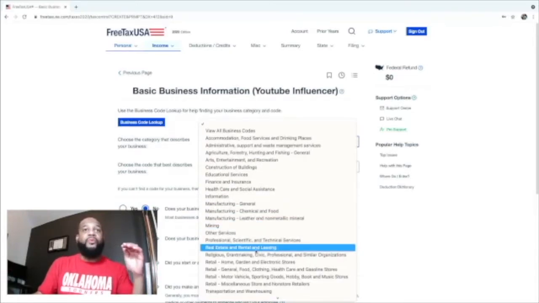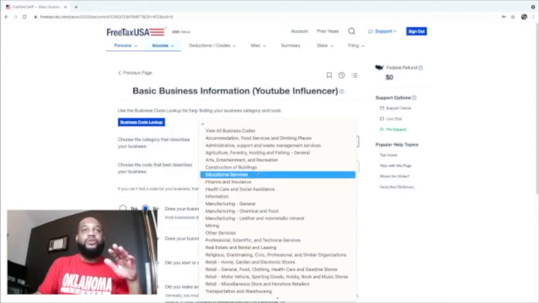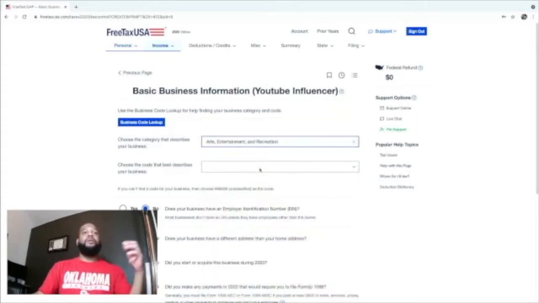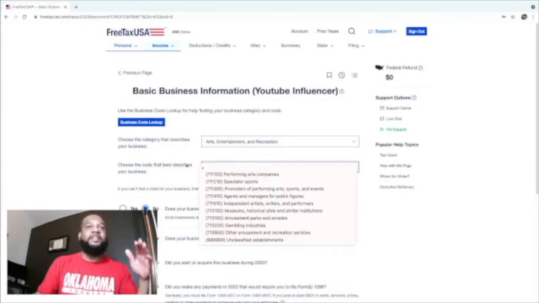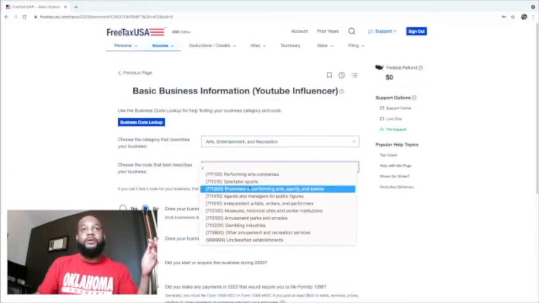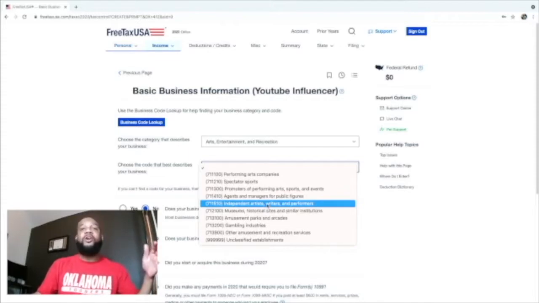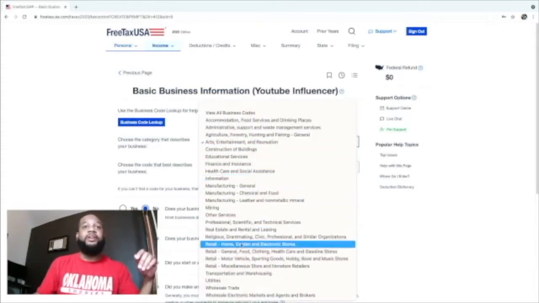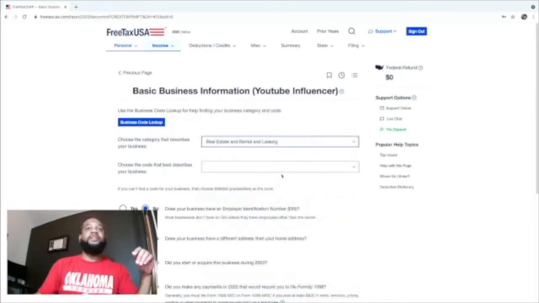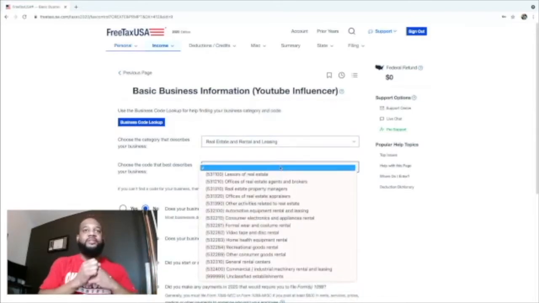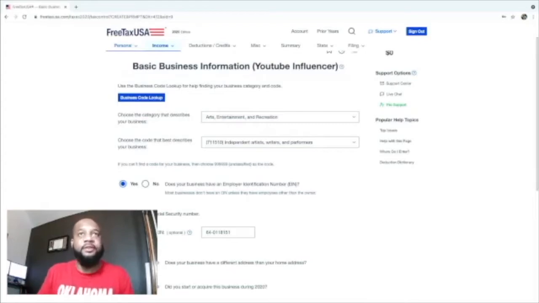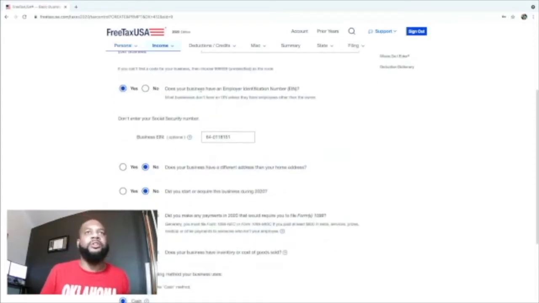So, we're going to go into real estate too, but let's go to arts and entertainment, and I can show you more. When you go to arts and entertainment, it says what best describes this business. So we're going to go with independent artists, writers, and performers. Alright, so if we go down here to real estate and rental leasing, here's your long list of real estate, offices of real estate agents, real estate property managers. Alright, so here we have the business code and the code that describes the business.